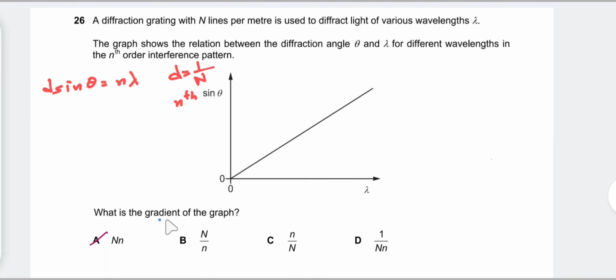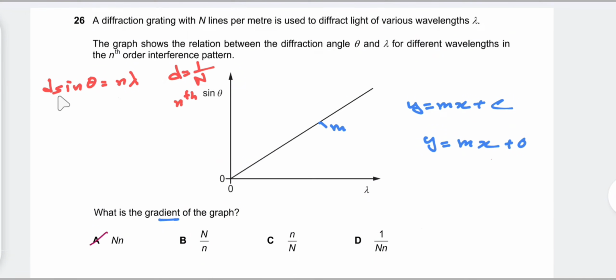Now what is the gradient of the graph? So we need to find the gradient of the graph. This is a graph of sine theta against lambda. Since it is a straight line graph, we can write the equation in the form y is equal to mx plus c, where m is the gradient and c is the y-intercept, and here we can see that the y-intercept is 0. So the value of c is 0, that is y is equal to mx. So we need to find the equation in the form y is equal to mx.